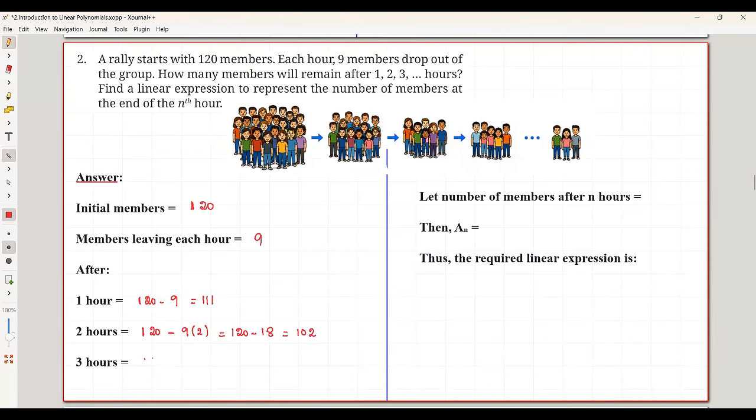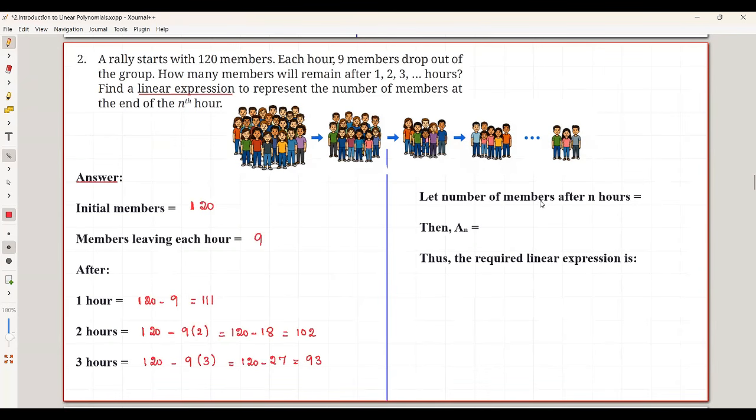After 3 hours, the same way, 120 minus 9 into 3. 9 threes are 27, so 120 minus 27 is equal to 93. After 3 hours, only 93 members will be in the group.